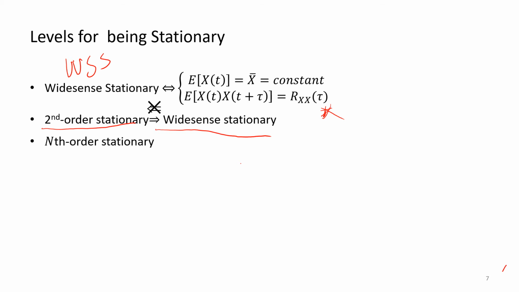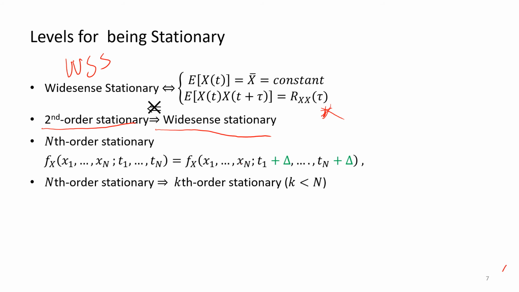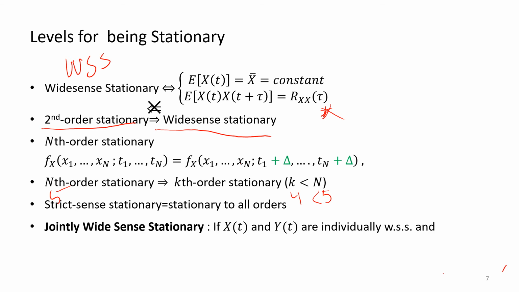Now, nth order stationary assumes that the PDF up to the nth order does not change with a time shift. Of course, nth order stationarity guarantees all lower orders of stationarity. So if n equals 5 and k equals 4, for example, it guarantees fourth order stationarity. But if I say it's strict sense stationary, or stationary in the strict sense, it means everything is not changing with time. The PDF remains the same. So that's the strongest type.